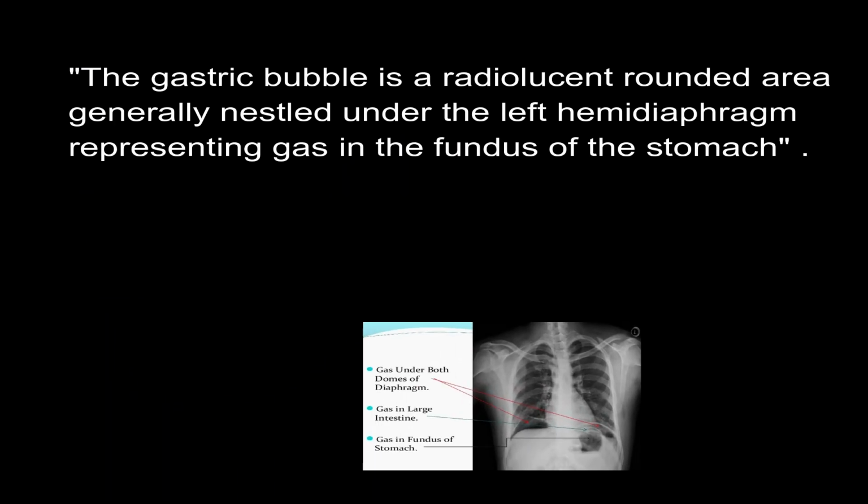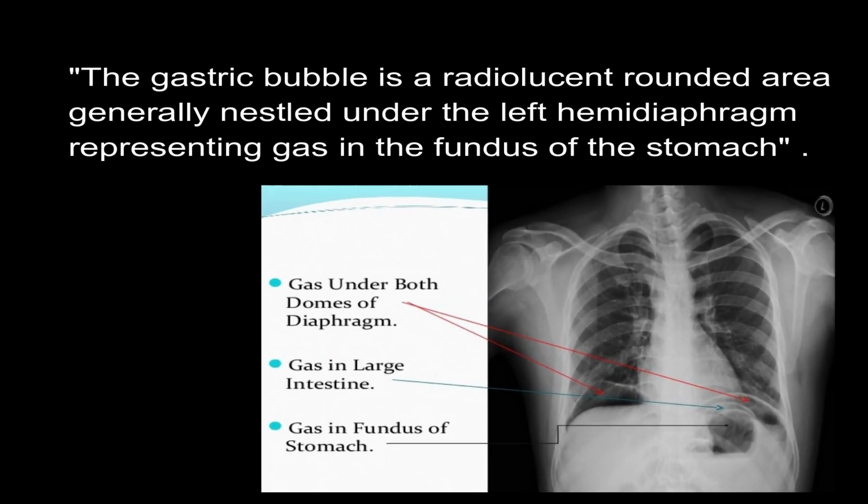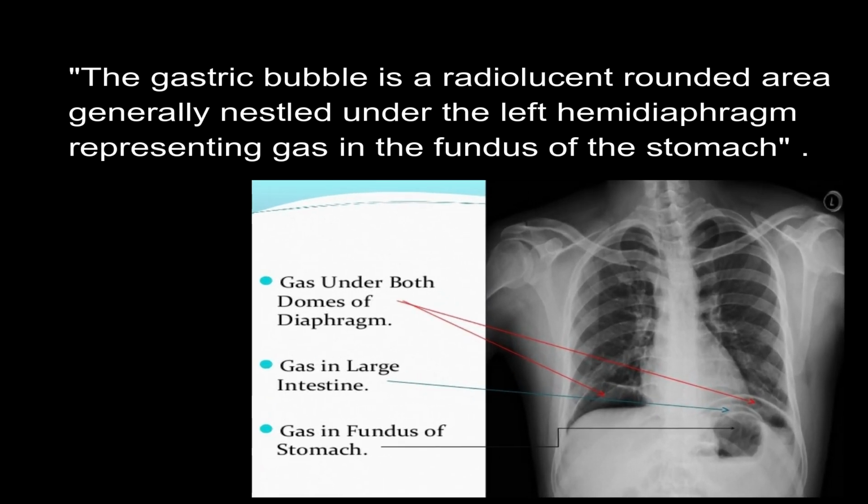And G for gastric bubble. The gastric bubble is a radiolucent rounded area, generally nestled under the left hemidiaphragm, representing gas in the fundus of stomach. Initially, I told you a short key. With the help of this key, we will learn interpretation step by step in next parts.